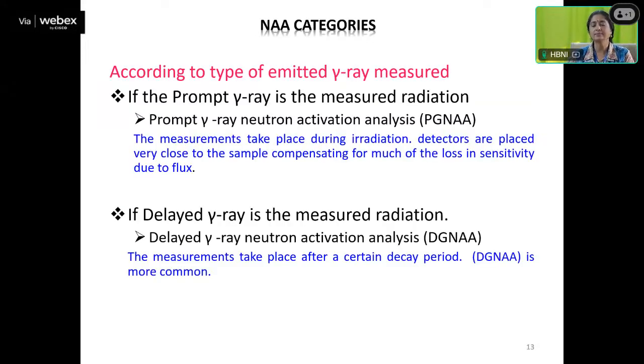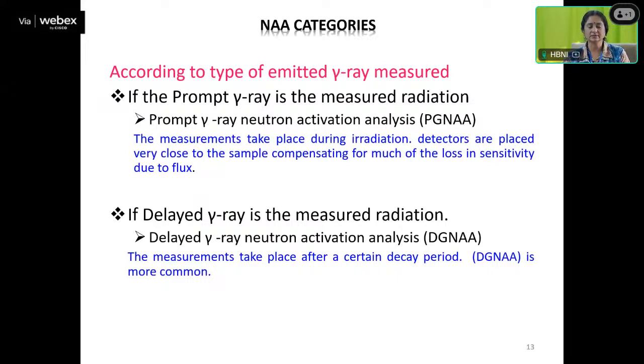So now, according to the type of emitted gamma measured, it can be of two types. If the prompt gamma ray is measured, then it is prompt gamma NAA or PGNAA. So the measurement takes place during irradiation itself. Detectors are placed very close to the sample, compensating for much of the loss in sensitivity due to flux.